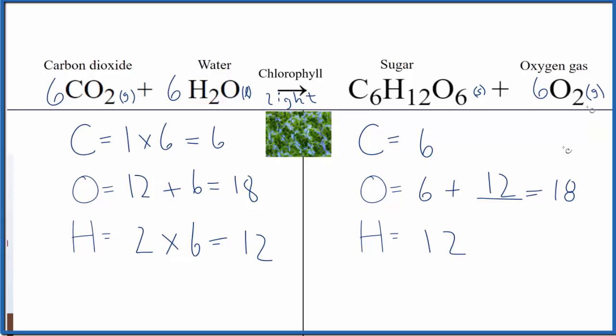Those are the states. This is Dr. B with the balanced equation for photosynthesis. We also looked at the word equation, which is carbon dioxide plus water yields sugar plus oxygen gas.